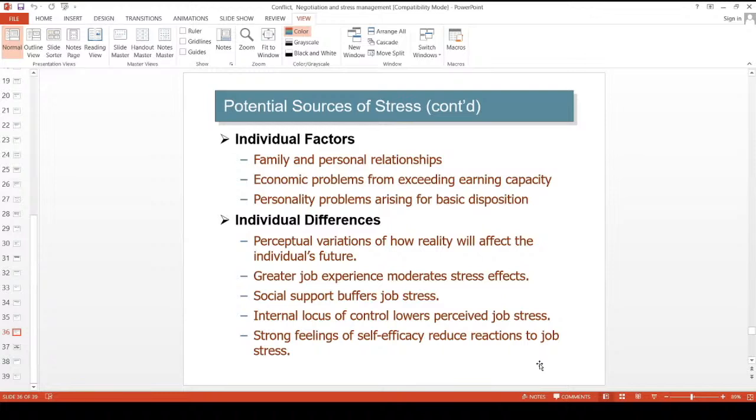Your own perception of something, how you will act in the future, that can be a sort of potential stress. Greater job experience moderates stress effects. The more experience you have on the job, the less stress you will face.